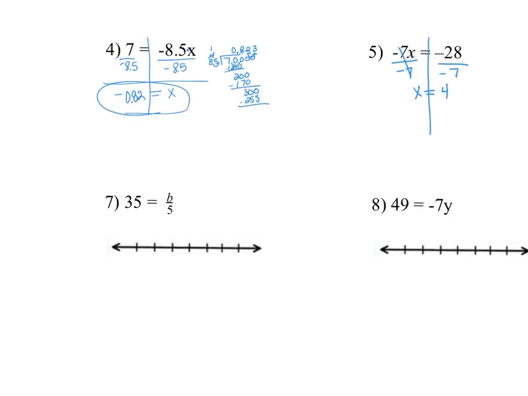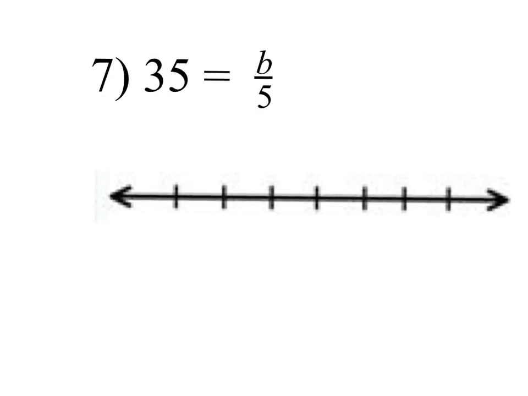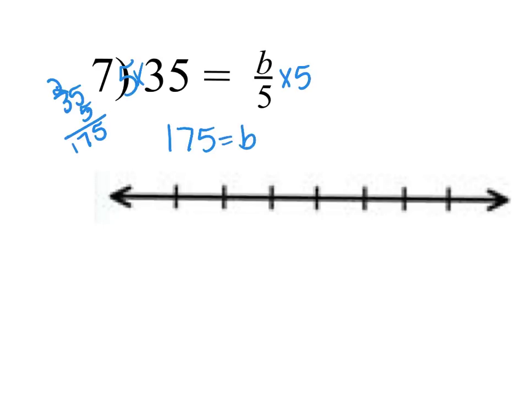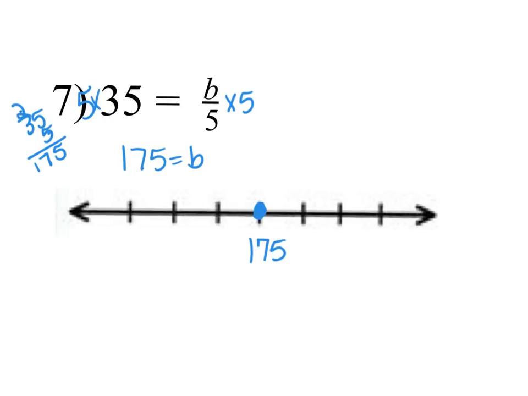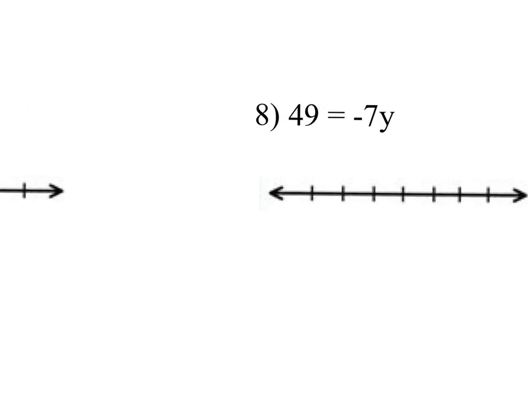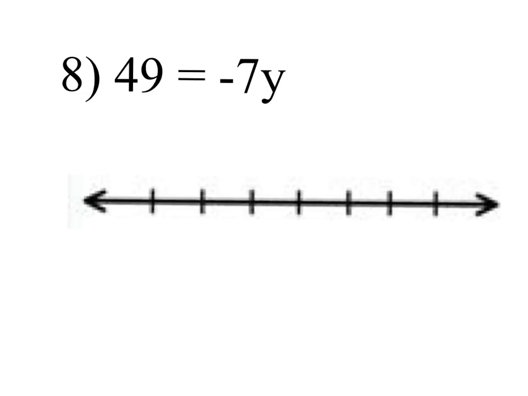Okay, number 7. Here's where we're going to graph it. So 35 equals b divided by 5. Remember, the opposite of divide is to multiply. So we're multiplying both sides. So 35 times 5 is 175. So 175 equals b. So if I were to graph it, I would put 175 just right here and graph it just like that. So we're going to get into some less than and greater than here in a few days, and I just wanted you to get the idea of graphing.